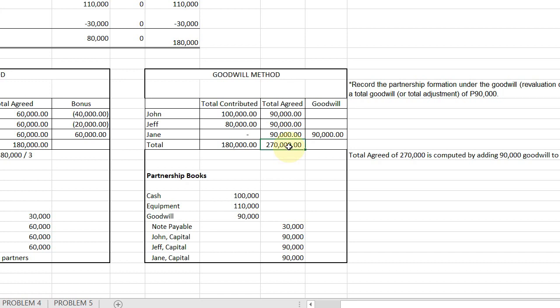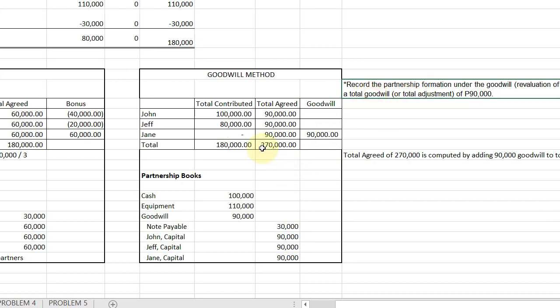Okay? Another way is that yung 180,000 na total contributed, i-add mo lang yung total adjustment na 90,000, magkakaroon ka ng 270,000. Divide mo siya sa tatlong John, Jeff, and Jane, magkakaroon ng 90, 90, 90. That's another way. Okay, so maalin kung saan yung pinakaunang nag-strike sa'yo. Okay, na way doon. Okay, so let's see the recording.